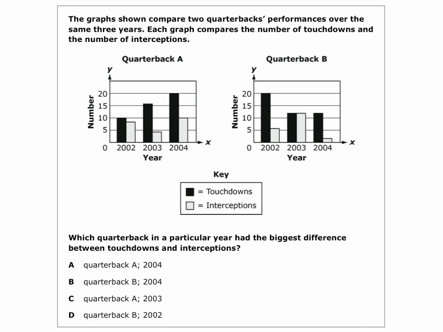difference means we would be taking the higher bar and subtracting the lower bar from that year. So if you look at quarterback A and quarterback B, the one that seems to have the highest difference would be quarterback B in 2002. If you notice, the difference between that bar is almost 15 between the number of touchdowns and the number of interceptions. That's the one with the largest difference. So my answer is D, quarterback B in 2002.